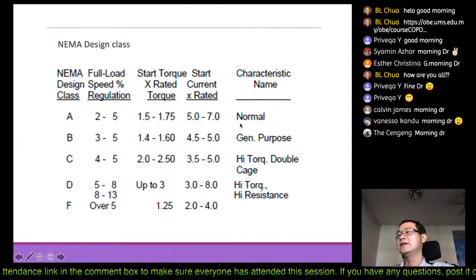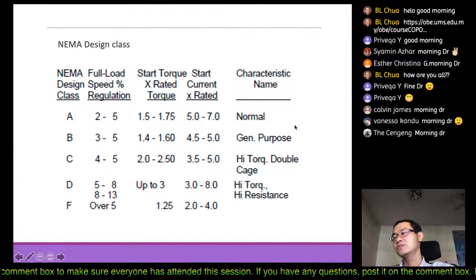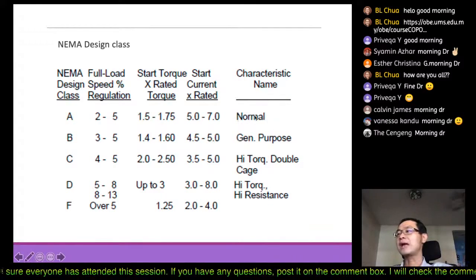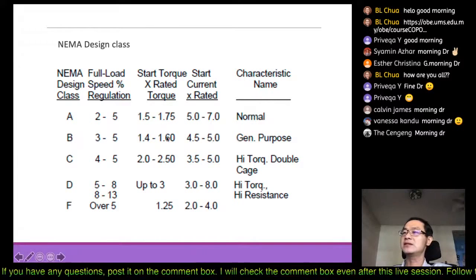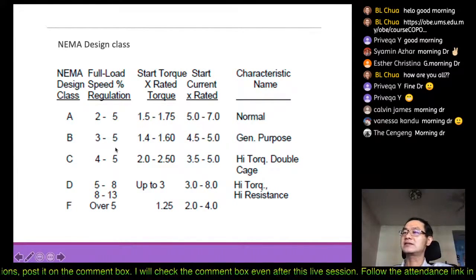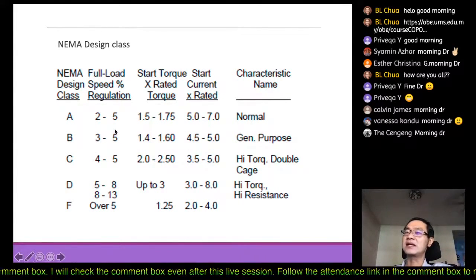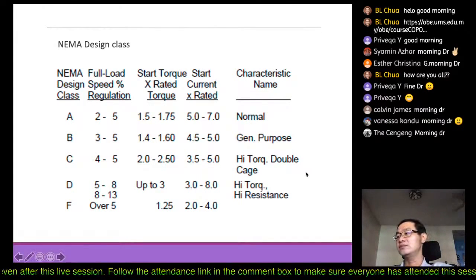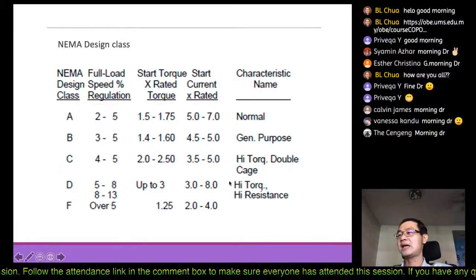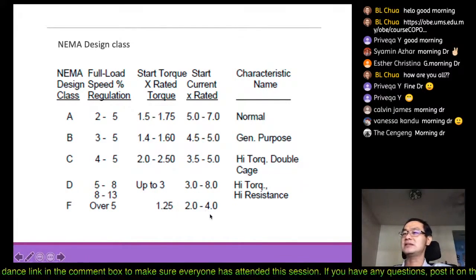Usually for the normal type of load we use class A, general purpose. Class B is the normal characteristics when they classify the electric motor. High torque is class C, high torque resistance is class D, and so on.